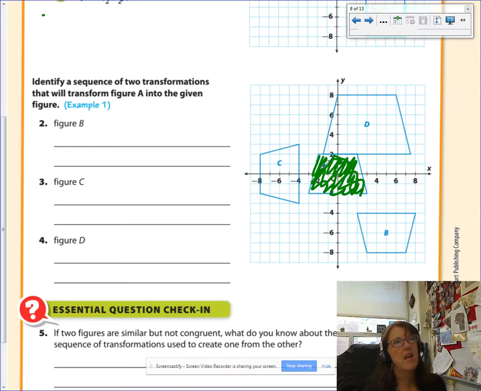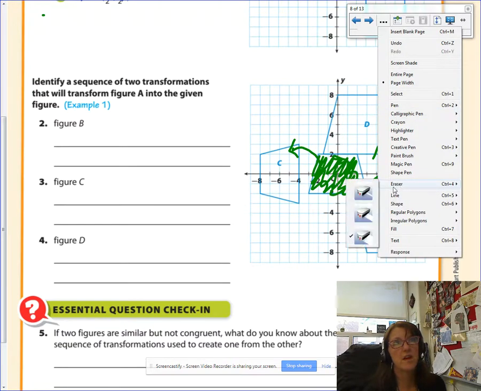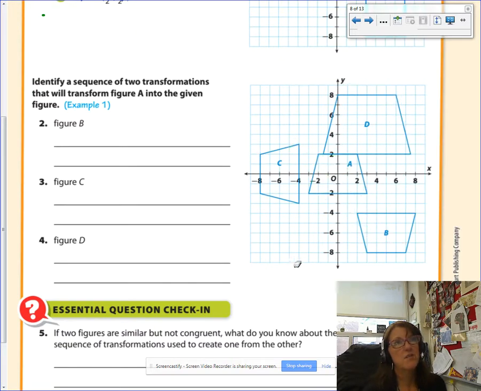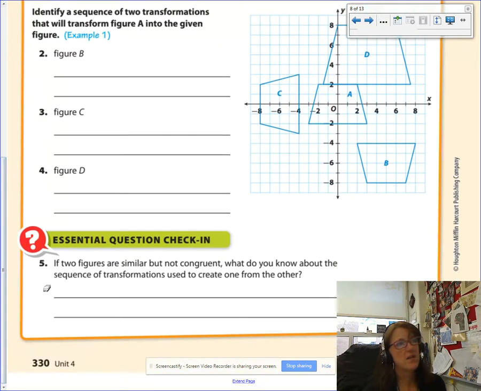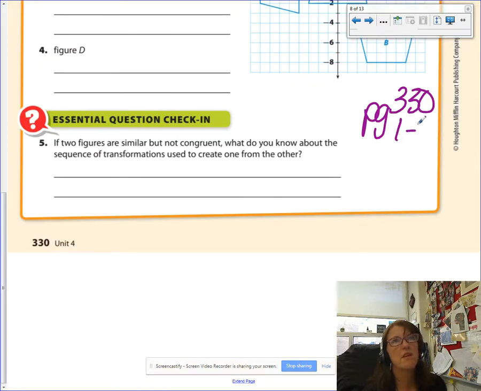Then go back to A. How could you get A to look like C? And then finally in number 4, how could you make A turn into figure D? You got all these cool, beautiful trapezoids to work with. Okay, do those. And then the last thing I want you to do is number 5 on this page. It doesn't sound like a lot, but these are super meaty, beefy questions. So page 330, I want you to do problems 1 through 5.